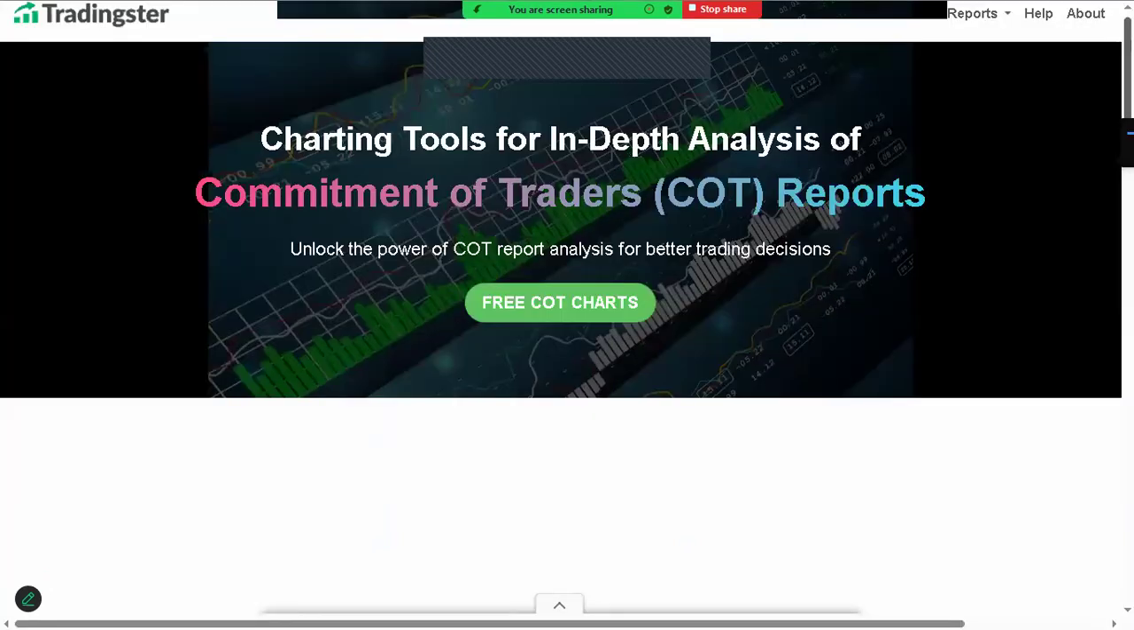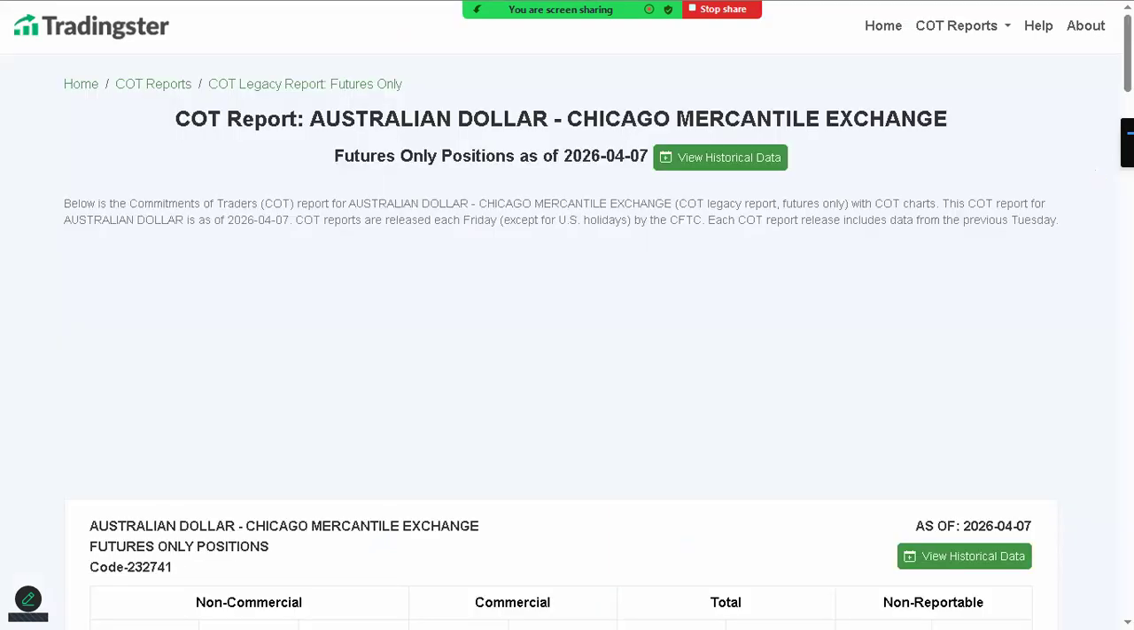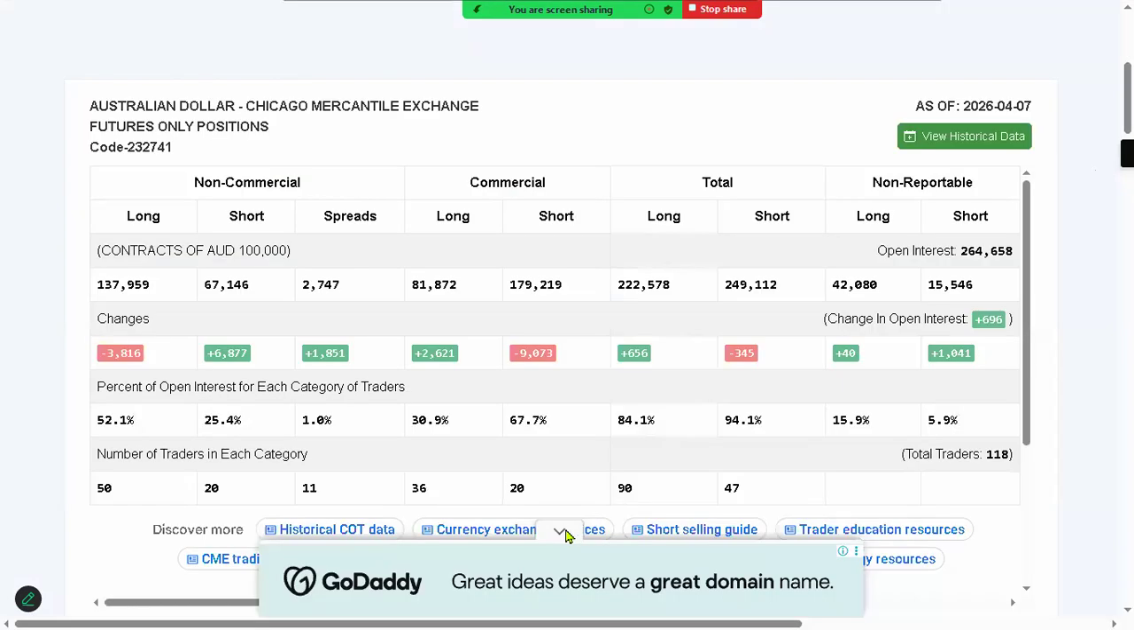And you go to the Australian dollar. Now, when you go to the Australian dollar, we're looking forward to look at the recent report. Look at this. These guys have closed longs, they have closed 3,816 and they have opened 6,817. These are the fund managers. If they do this, guys, I'm telling you now, you're going to get that drop happening.